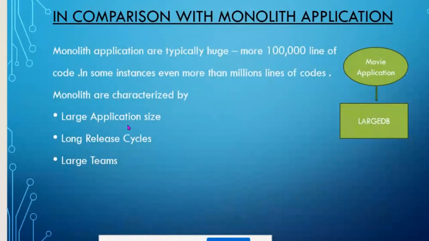Then, in comparison with the monolith, monolith applications are typically more than a lakh lines of code. In some instances, even more than millions of lines of code. Monoliths are characterized by large application size, long release cycles, large teams, etc. A monolith is a single application with a large database.